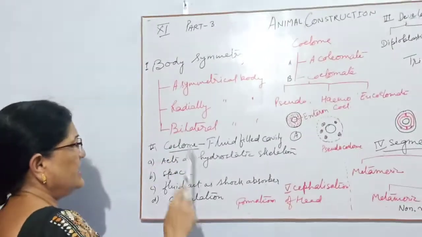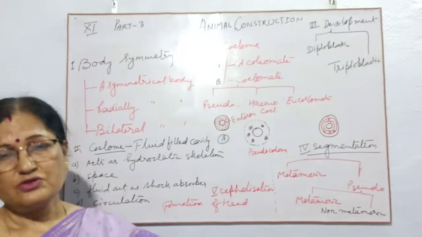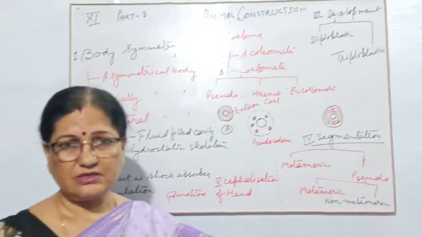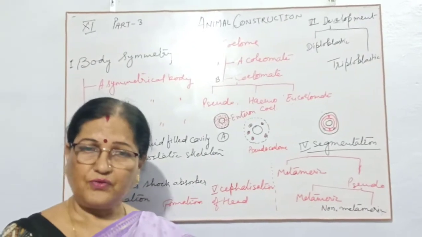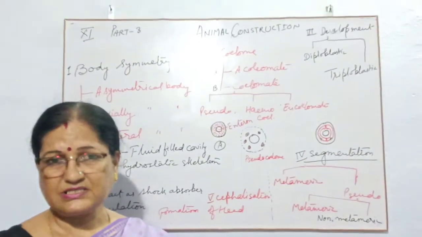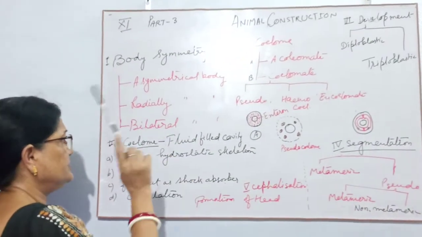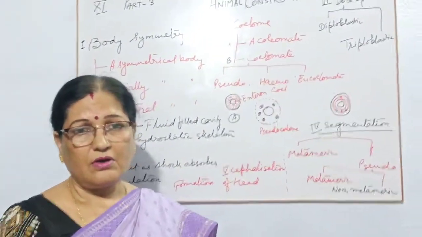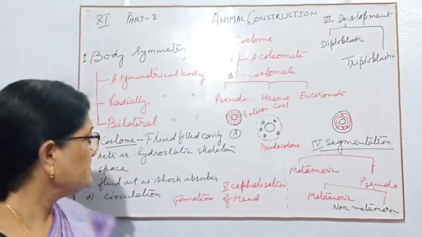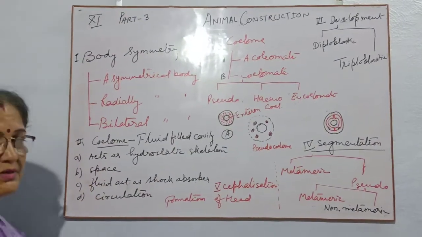Now second type, as the name indicates, radially symmetrical body. So the body can be divided into two equal halves when we cut through its radius. The body has radial symmetry. For example, Hydra, Aurelia, all these things. Then last one, bilaterally symmetrical body.